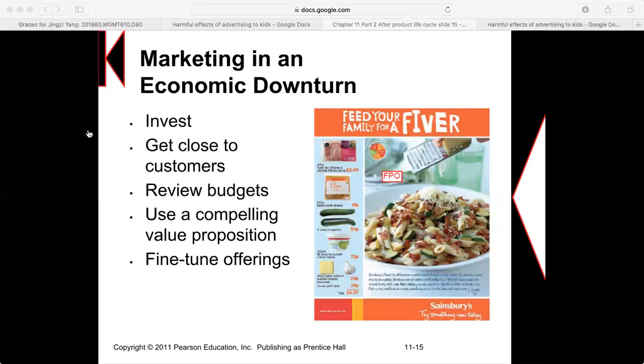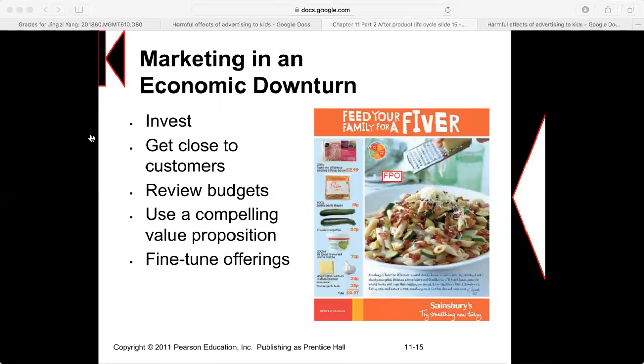Looking in our book, it talks about a grocery store in the UK that during the recession really marketed "Feed Your Family for a Fiver." People were not eating out as much because of the recession and decreased budgets. So it was a time that grocery stores could really grow by advertising sales and how you could feed your family for $5. And so they actually thrived during the recession. It all depended on what product you were trying to market.